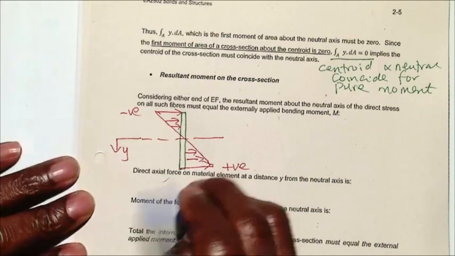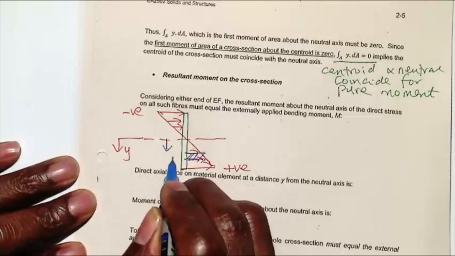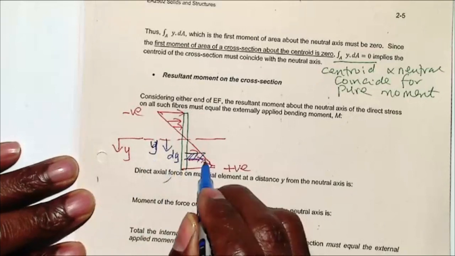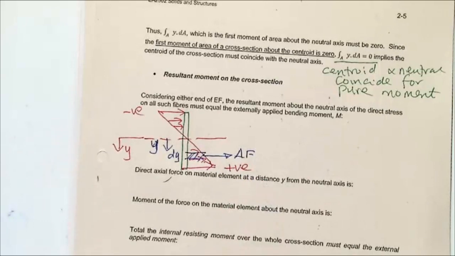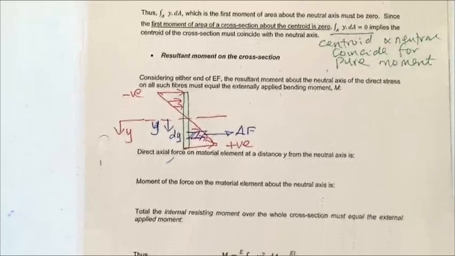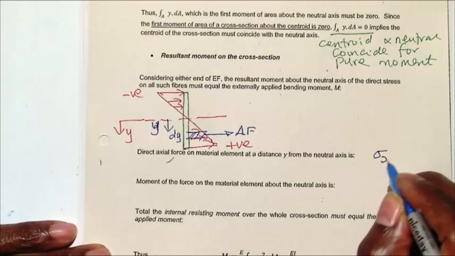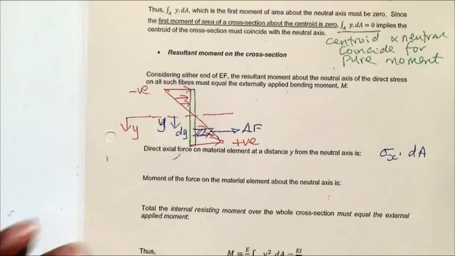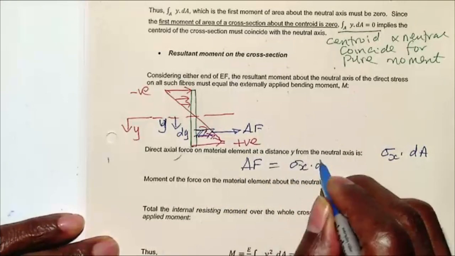So if I look again at a small section, small length, distance y, and dy. That will have a net force there, which I will call dF. And we've already said what that net force is. So we can write that force is sigma x dA, the small force that you have generated there. So our delta F is sigma x times the area of the cross-section.